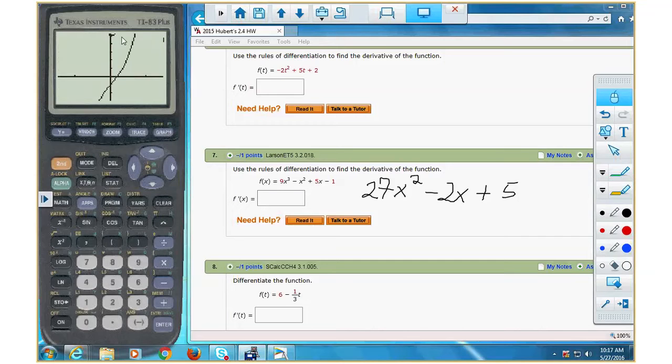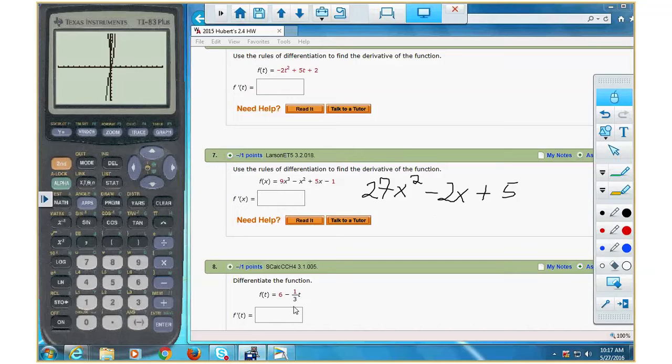And it's way up there. Zoom standard. And it's right there. Now you can put that parabola anywhere on this point, and that's a different take on it. But anyway, that's the derivative there.